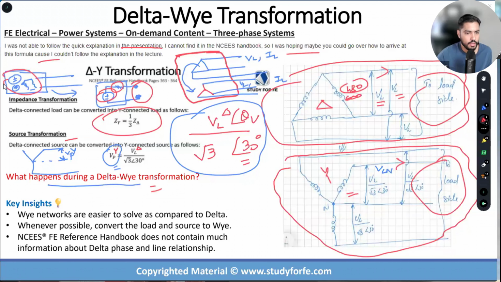So Y networks are easier to solve as compared to delta networks because when we have a Y-Y network, we are able to apply Ohm's law directly. Whenever possible, convert the load and the source both to Y. The NCSFE reference handbook does not contain much information about the delta phase and line relationships that we saw earlier. Okay, so please keep this in mind.